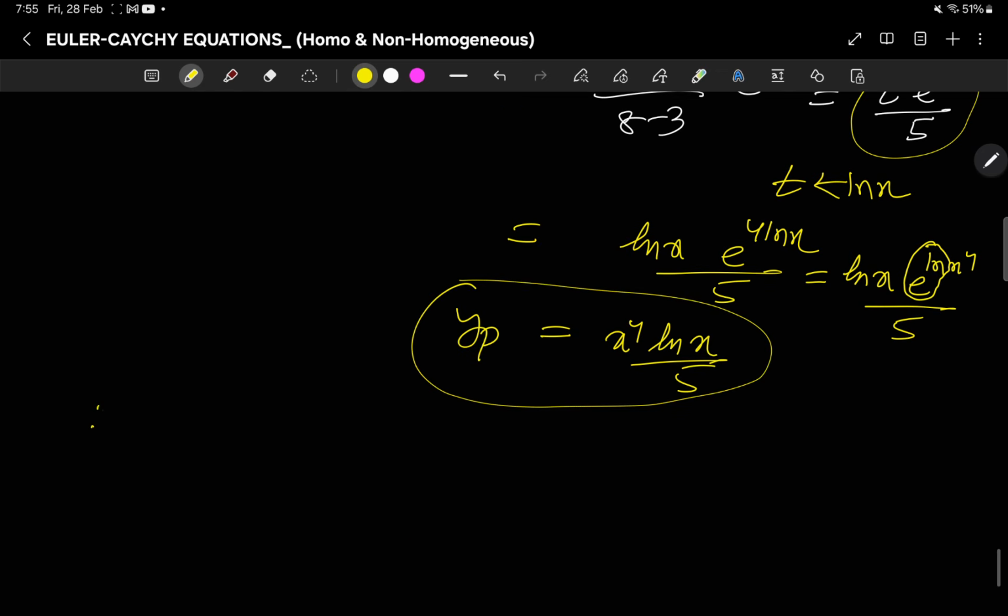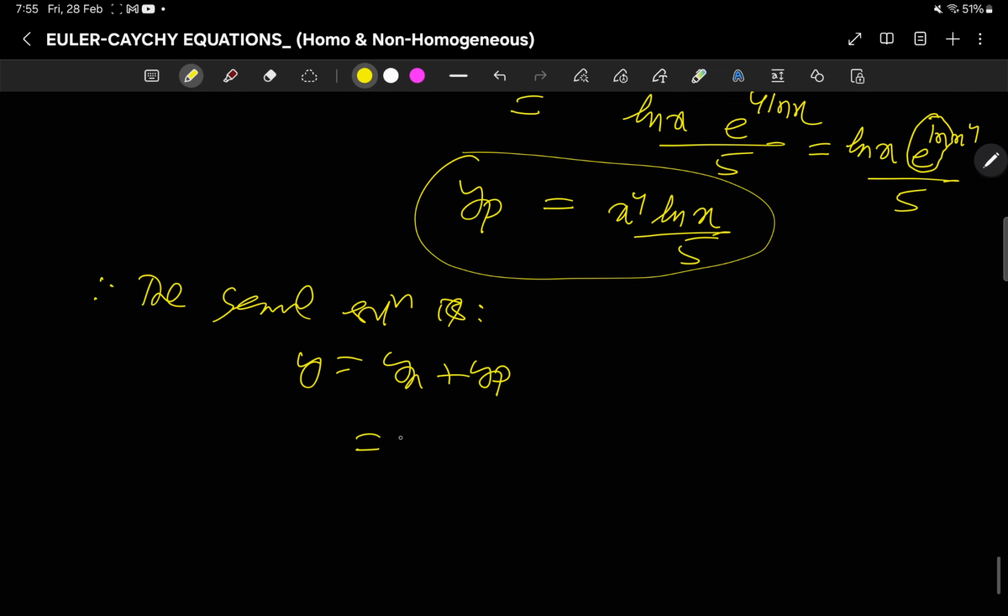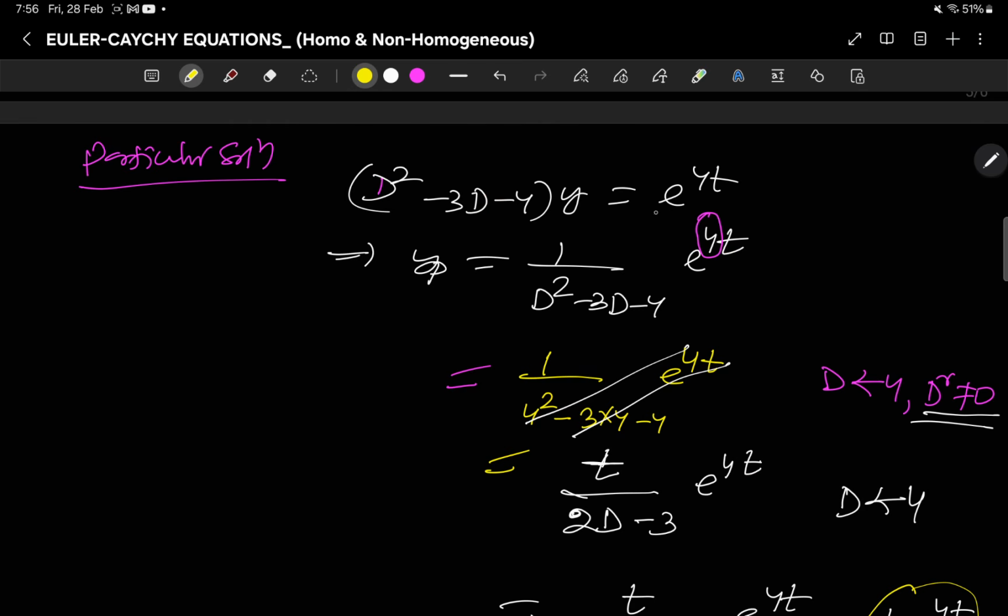So therefore the general solution is y is equal to y homogeneous plus y particular, is equal to c1 x to the power minus 1 plus c2 x to the power 4 plus x to the power 4 ln x divided by 5. Now coming to the last example, you can also use the method of undetermined coefficient here.